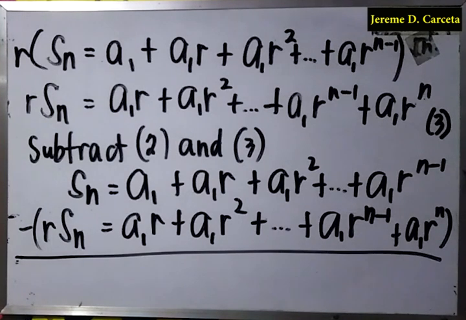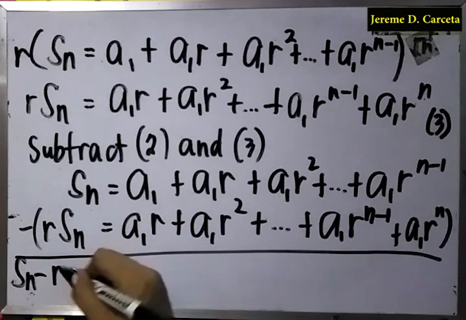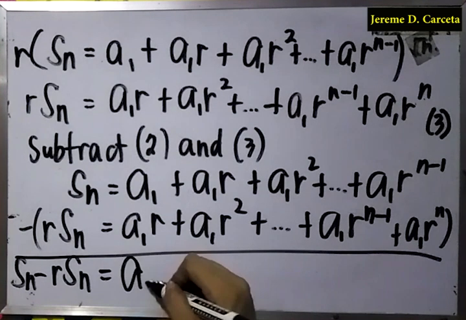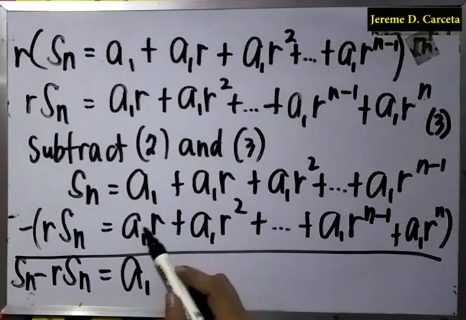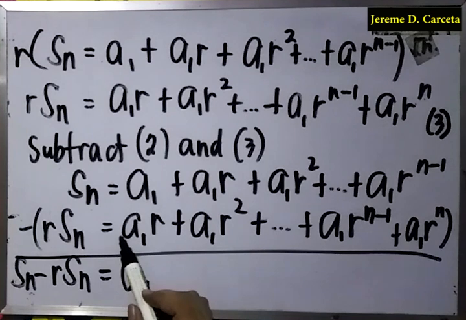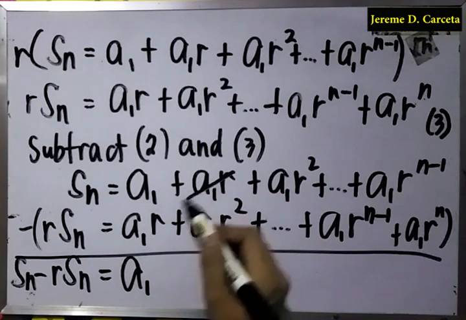So remember, in subtracting, this is the minuend, the subtrahend, and the answer is the difference. The sign in the subtrahend will be changed. So in this case, these two will have s sub n minus r s sub n because they're different terms, is equal to a sub 1. Then our a sub 1 times r here, we have a sub 1 times r here, but this one becomes negative. So we change the sign. So it will now be cancelled.